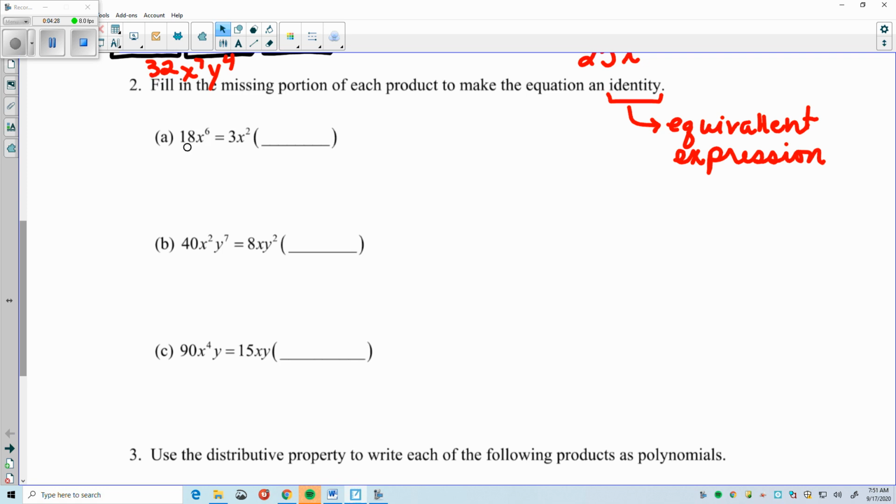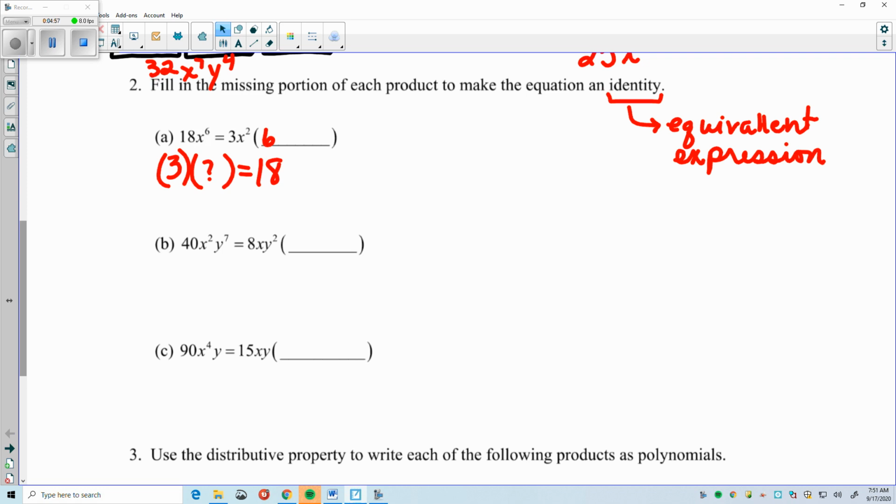So I know my final answer should be 18x to the 6th. I have one term, I have to find the other term. If we did what we did before, I'm saying to myself, well, 3 times something has to equal 18. If I had to figure out what that was, I could divide each side by 3 and solve for that. And if I divided, I would find that something would be 6.